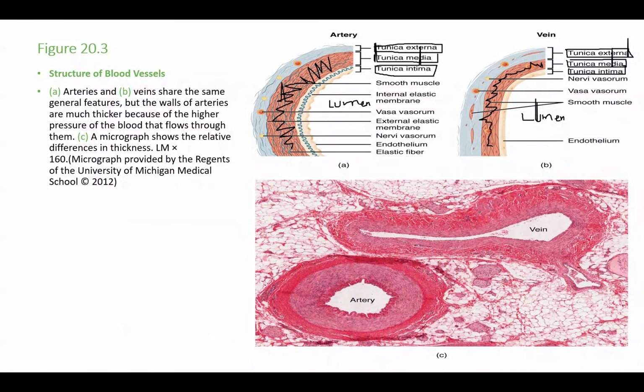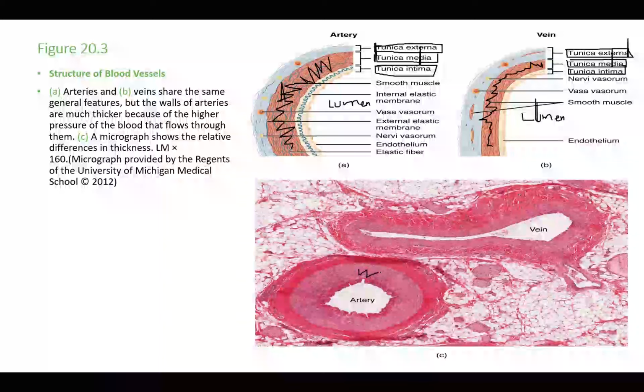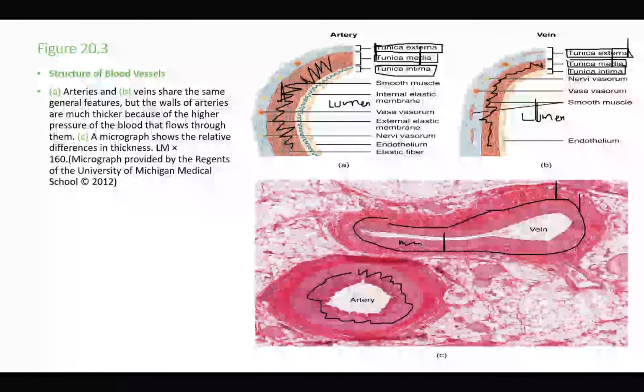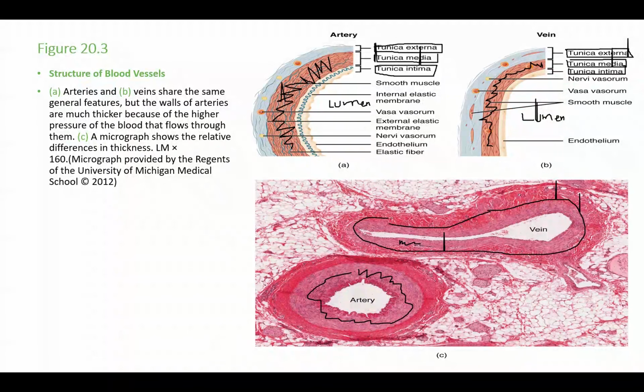Now we see this under the microscope. Again, if you see these bigger, stronger muscles, this is going to be the artery. This is the lumen of the artery where the blood is located. And this one over here is the vein. It has thinner muscles. And again, the function of the vein is to return blood to the heart, while the function of the artery is to carry blood from the heart.